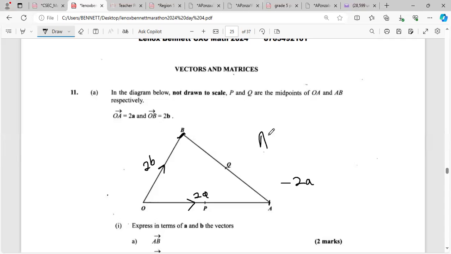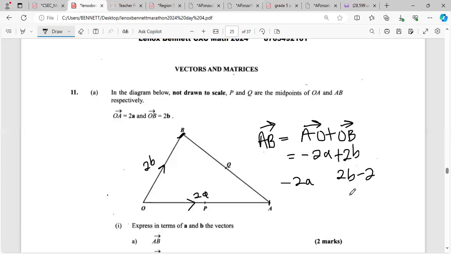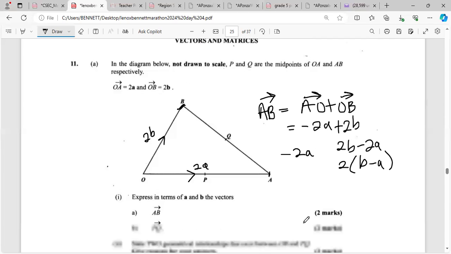So we're going from A to B. This now would be from A to O, our starting point, plus from O to B. AO is the opposite of OA, so we have to put the negative. So that's negative 2a, because we're going against the arrow. But with this one, we're going with the arrow, so it will be plus 2b. We normally turn it around, so it will be 2b minus 2a. If you want, you can factor out the 2, and then it becomes 2(b minus a). So that would be AB.